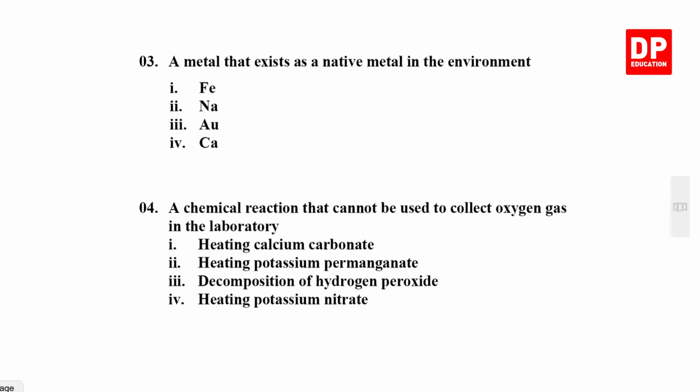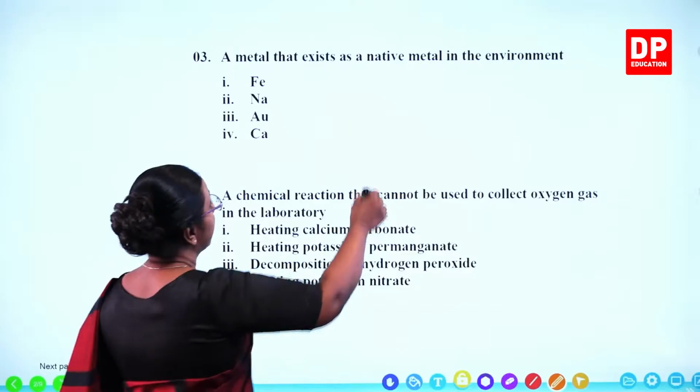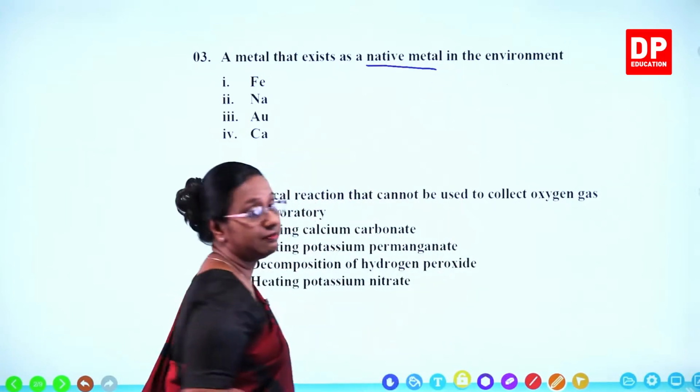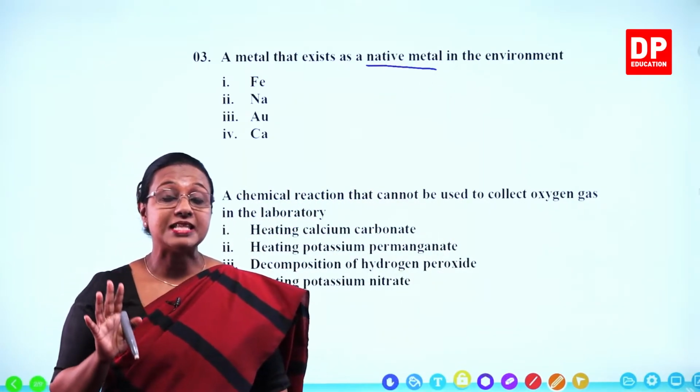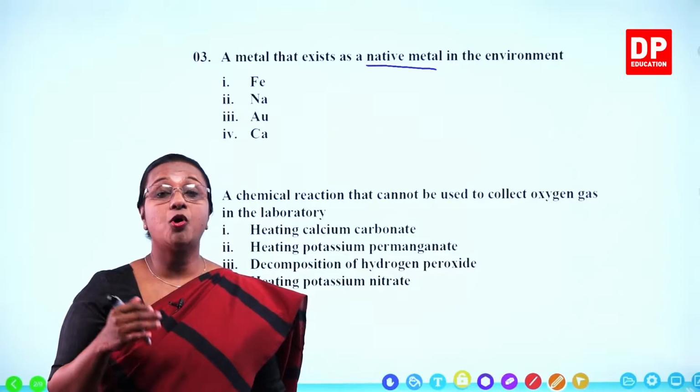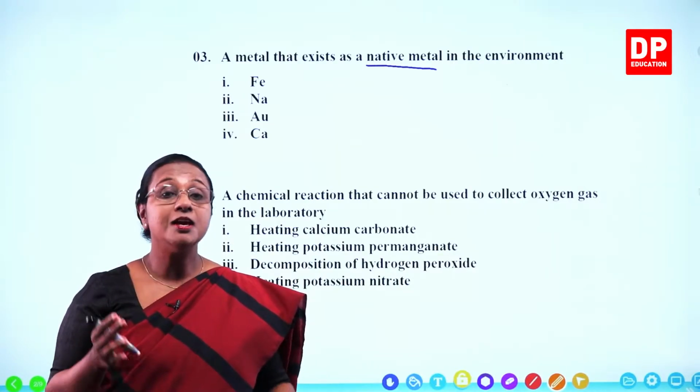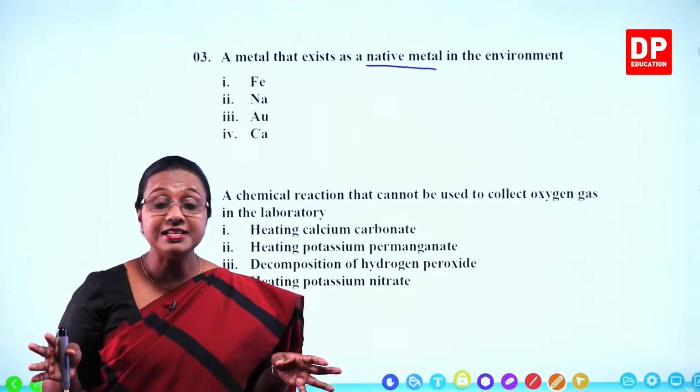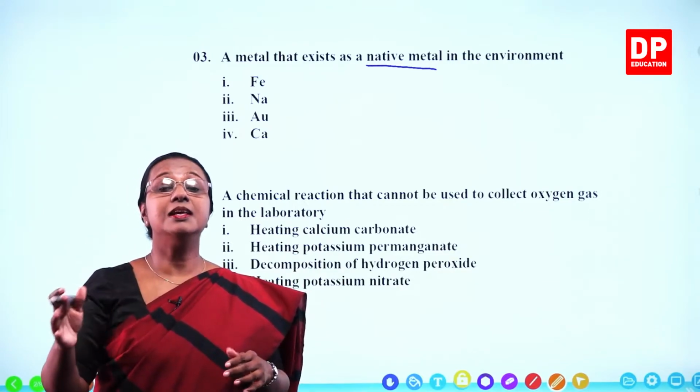Third question, a metal that exists as a native metal in the environment. What is the meaning of native metal? Metals that are less reactive or have low reactivity. Because of that, they exist as metals in nature.